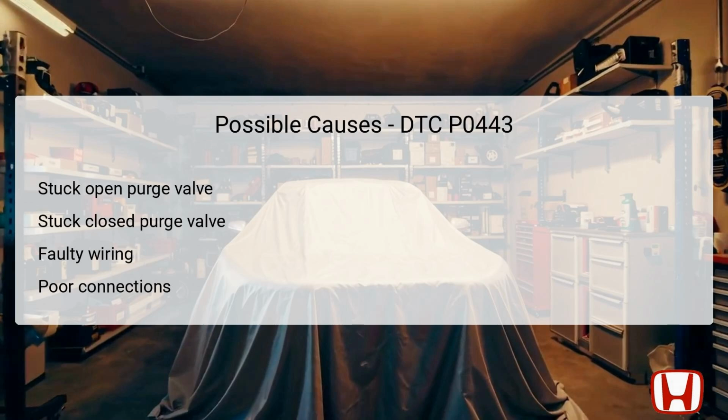Additionally, faulty wiring can lead to interruptions in the circuit, causing the valve to operate incorrectly. Poor connections at the terminals of the valve or around the engine control module, ECM, or powertrain control module, PCM, can also result in this trouble code being set. Therefore, when troubleshooting, it is essential to consider both the mechanical functionality of the valve and the electrical integrity of the wiring and connections involved.